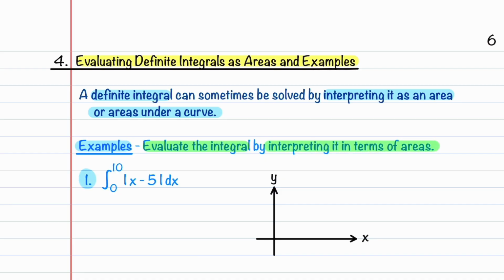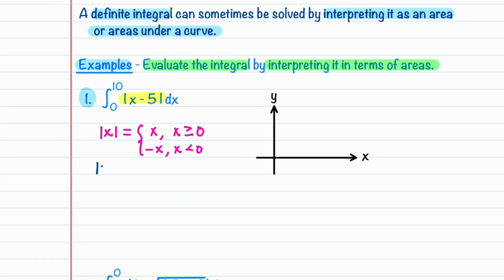In our first example, we have the integral from 0 to 10 of the absolute value of x minus 5 dx. The absolute value of x minus 5 is the function that we're going to be integrating, and we're going to start by graphing this function. To make things easier, I'm going to write down the definition for the absolute value of x. It is a piecewise function, and it's equal to x when x is greater than or equal to 0, and then it's equal to minus x when x is less than 0.